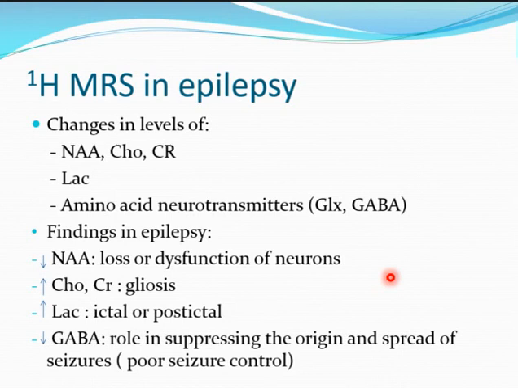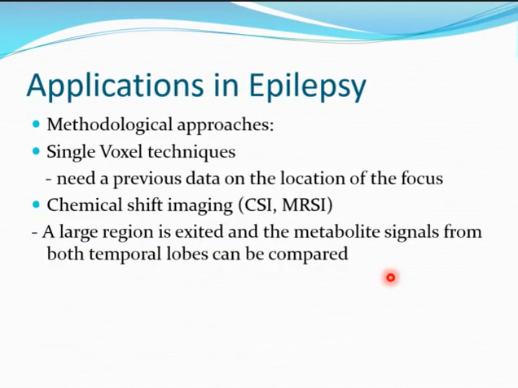In poor seizure control, meaning uncontrolled epilepsy, the GABA should be lower than normal. The single voxel technique needs previous data on the location of the focus. You should know where the focus is in order to put your voxel there. Chemical shift imaging provides a large excited region, and the metabolite signals from both temporal lobes can be compared. You compare both right and left to see which one is abnormal.